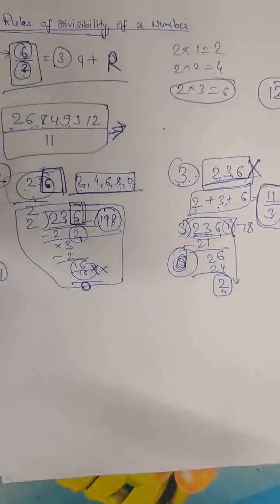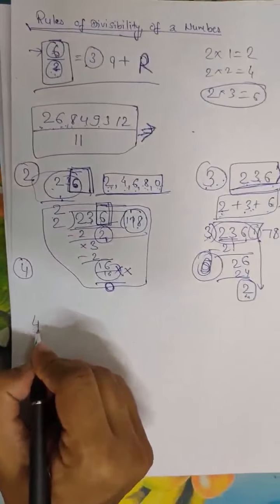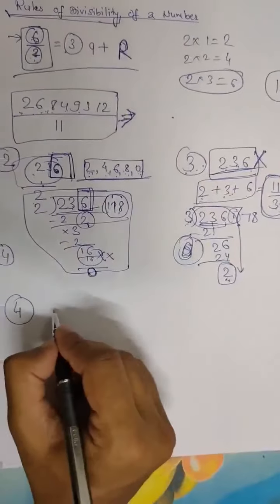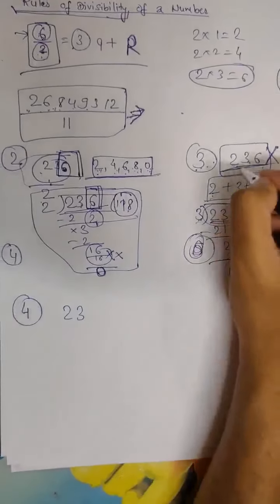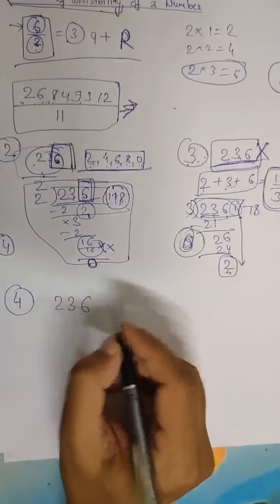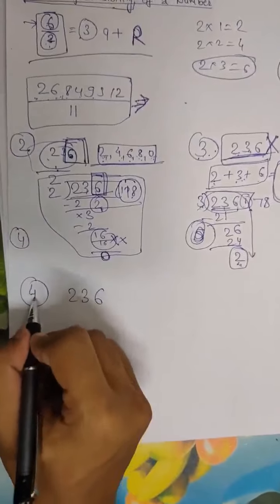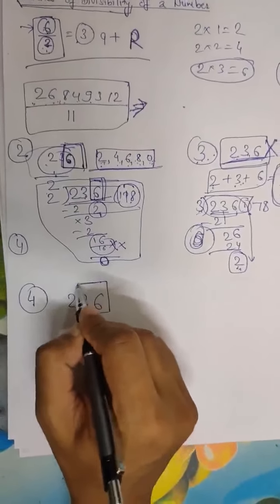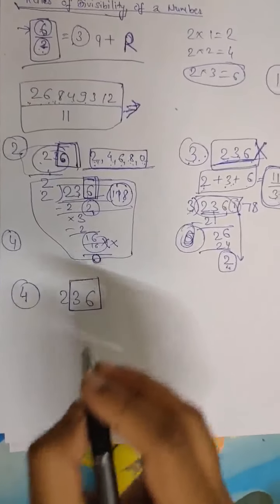Let's move to the divisibility rule for 4, whether a number is divisible by 4 or not. For that, I'll take the same question, 236. The rule for divisibility by 4 is that the last two digits of a number should be divisible by 4.